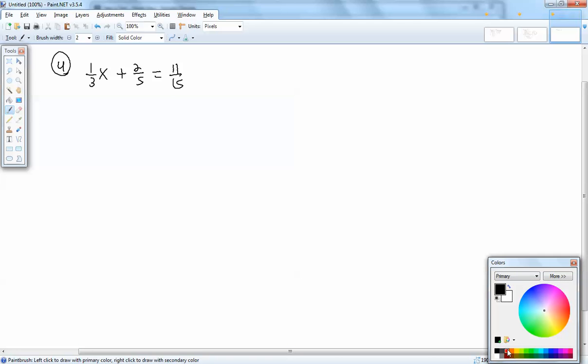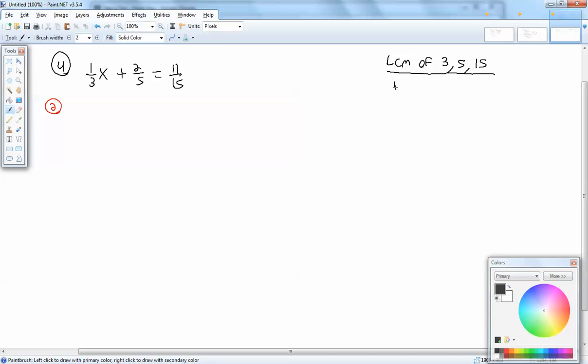Okay, first step is to get rid of parentheses. Don't have any. Second step is to get rid of fractions. We're going to multiply by the LCM of all our denominators. So we need to find the LCM of our denominators. So I'm going to show those steps over here. We got 3, 5, and 15.